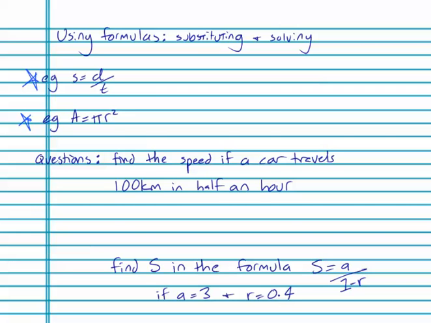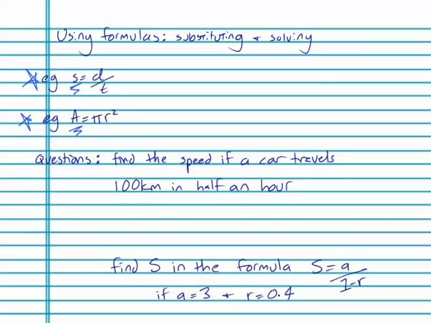If we know distance and time, we can find speed. If we know the radius of a circle, we can find its area. Now, speed and area, S and A, are the subjects of these formulas. Sometimes we'll have to find the subject of the formula. Sometimes we'll be given the subject and have to find one of the other variables. But as long as we're only missing one variable, we can always find that missing variable if we're given the others.